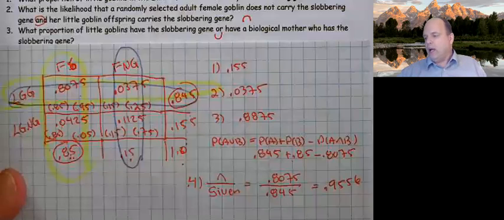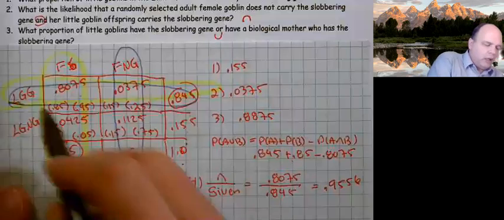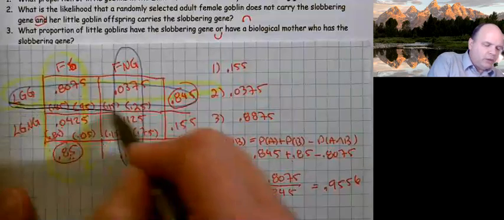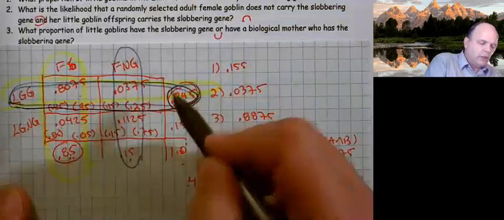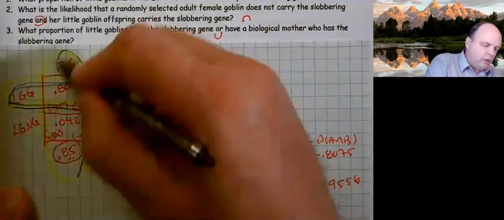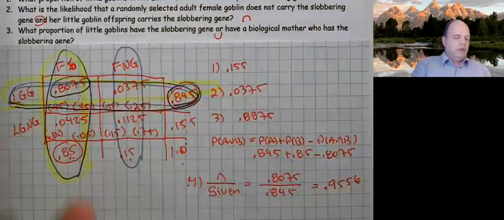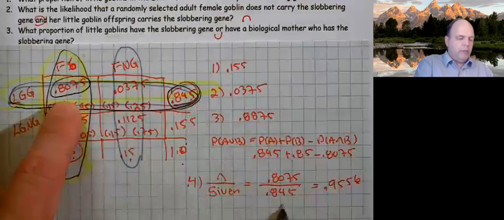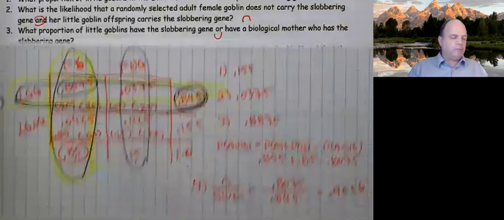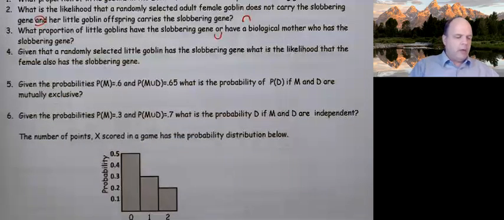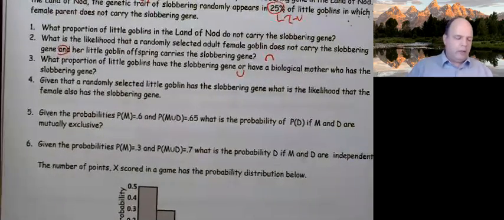0.9556. If I can find a pen that I like, I'll use this. Once again, little goblin has the gene. This is my given right here. Female has the gene. This makes my intersection right there. All right, so here is my given, which was my denominator. Here's my intersection, which was my numerator. All right, so that's number 4. All right, moving on. Sitting here without sticky notes.